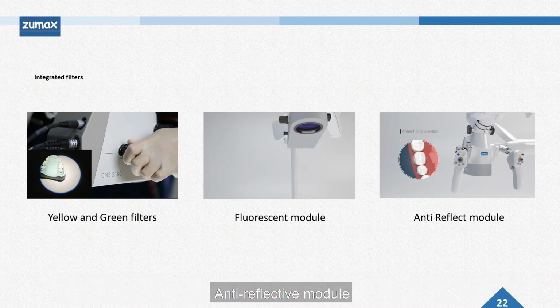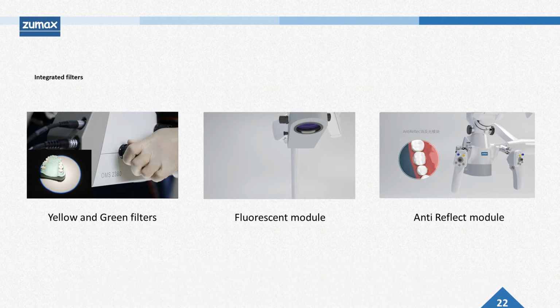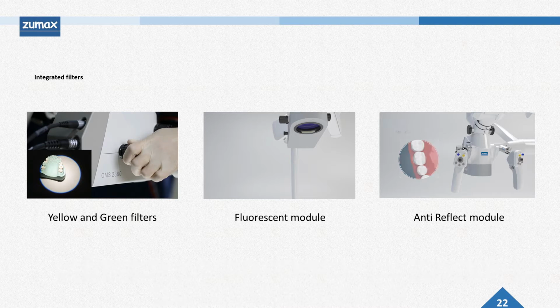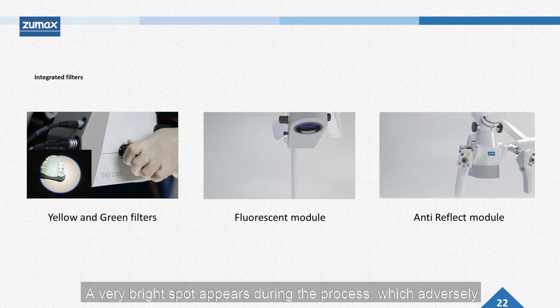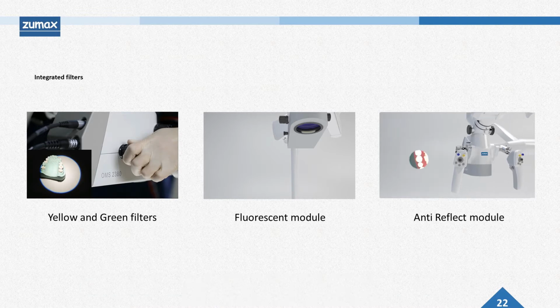Anti-reflective module. When mixing some objects with smooth surfaces or reflective effects, the surface of the object will have a certain specular reflection effect on the illumination light, and the reflective light will be directly received by the human eye or imaging device, and then a very bright spot appears in the image.